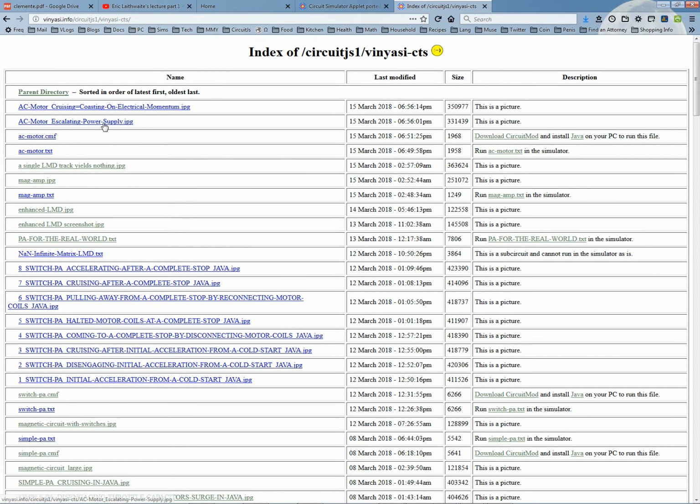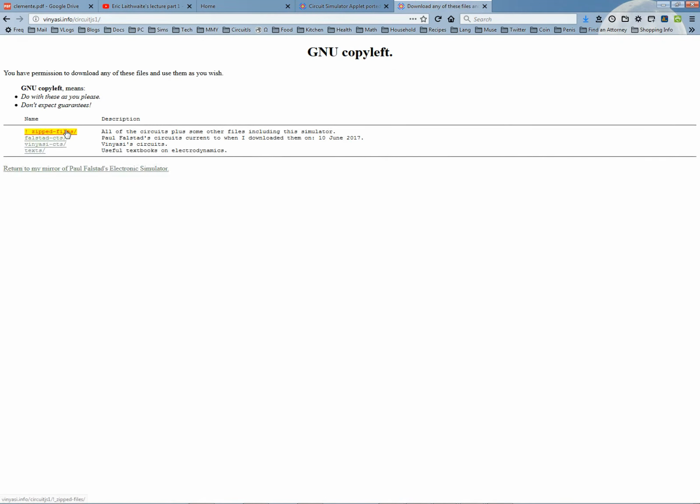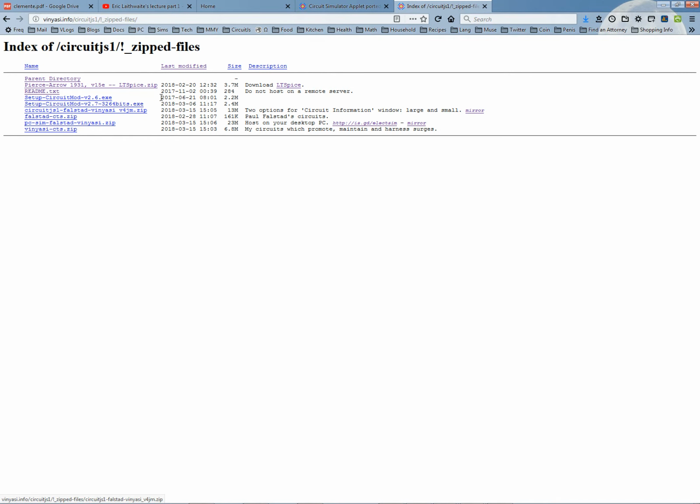So you can download the files, you can run them in the simulator, or you can download Circuit Mod. Here's the download link for Circuit Mod if you also have Java installed on your computer. So let's go to the parent directory, and then we go to zipped files. That's it. And now, where are they? Here they are, exe. So we have 2.6 and 2.7.